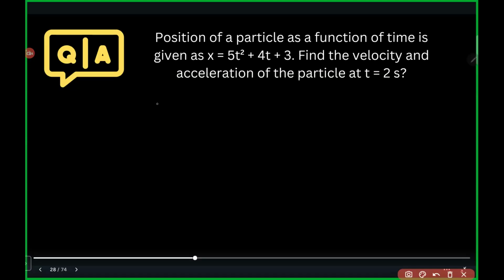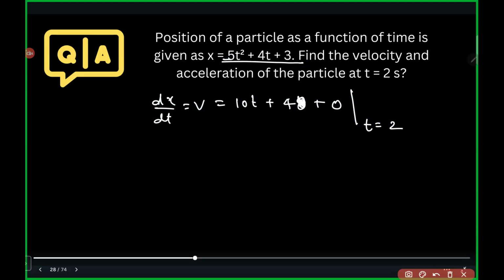So when we have to find the velocity, velocity is nothing but dx by dt. It's your velocity, so we can differentiate this. So you will get 10t plus 4, plus 0, and you have to find the velocity at t equal to 2 seconds. So put the 2 here, you'll get 10 into 2 plus 4, so you'll get 24 meter per second. It is your instantaneous velocity, velocity at time t equals 2 seconds.